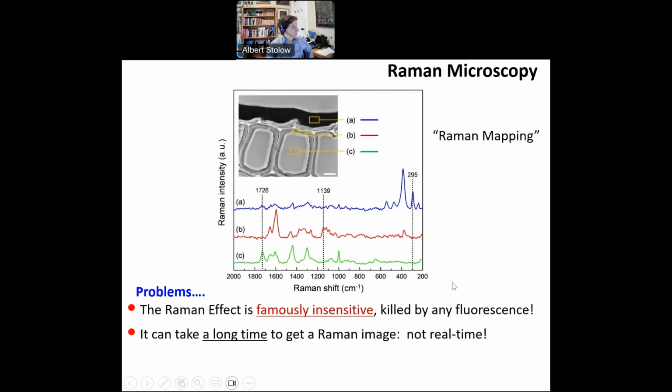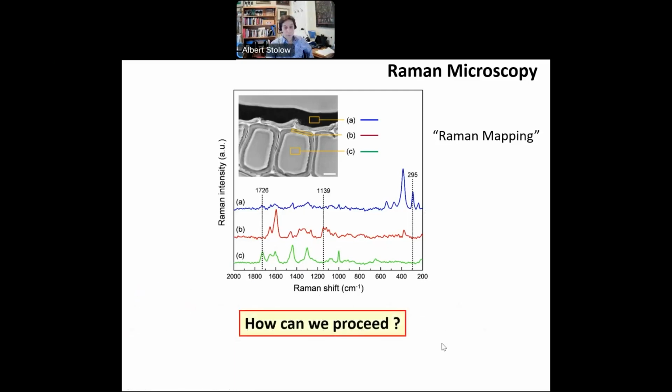So this idea of Raman microscopy is a nice idea. It's label-free, chemical specific, but it's not going to work because it's too slow. It's too insensitive. So nice idea, but it doesn't work. What are we going to do? How can we possibly proceed?